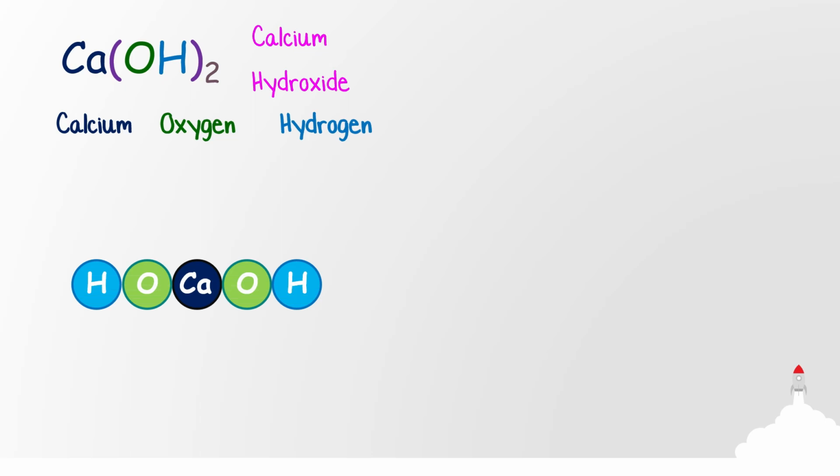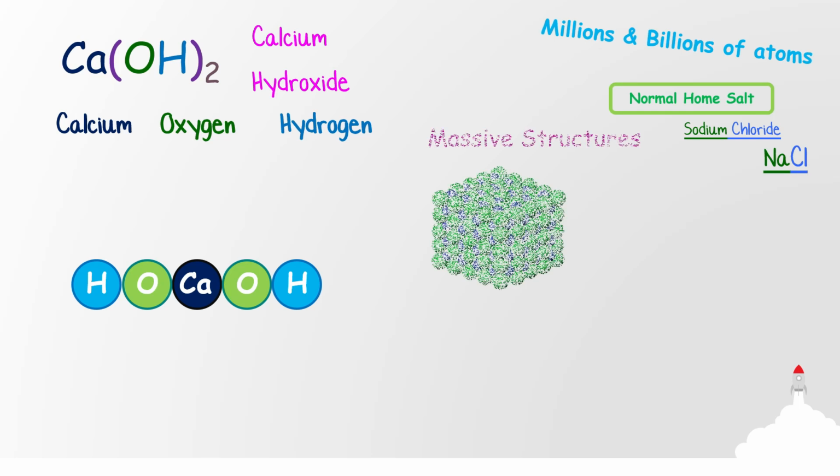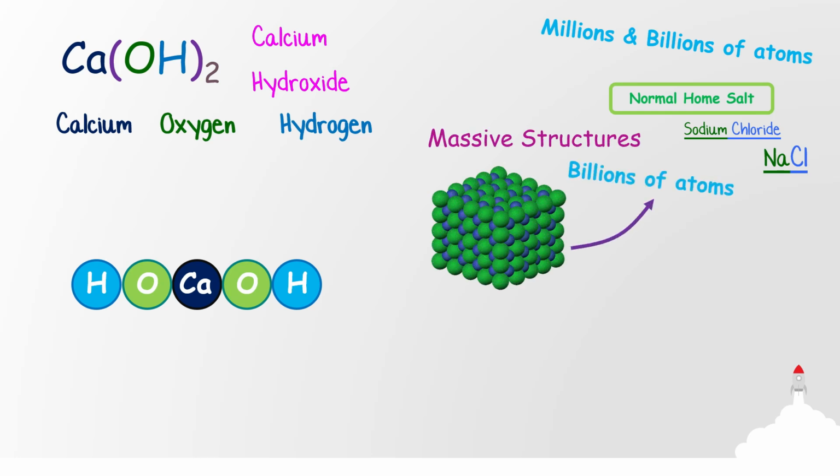Compounds can get extremely large. The examples we have seen contain only a few atoms, but some compounds contain anywhere from millions to billions of atoms. Let's take the example of normal home salt, also known as table salt, with the chemical name of sodium chloride and the formula NaCl. This is a relatively simple compound based on the formula. It has 1 sodium and 1 chlorine atom. But in reality it forms massive structures containing billions of atoms.